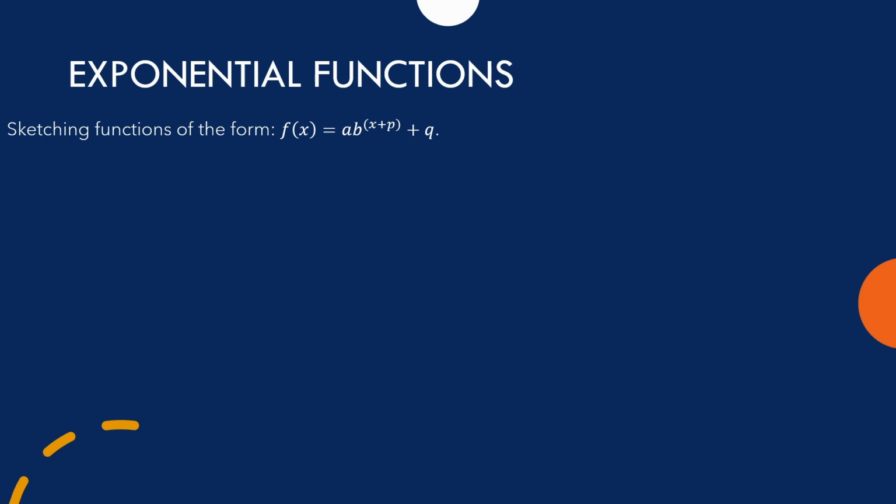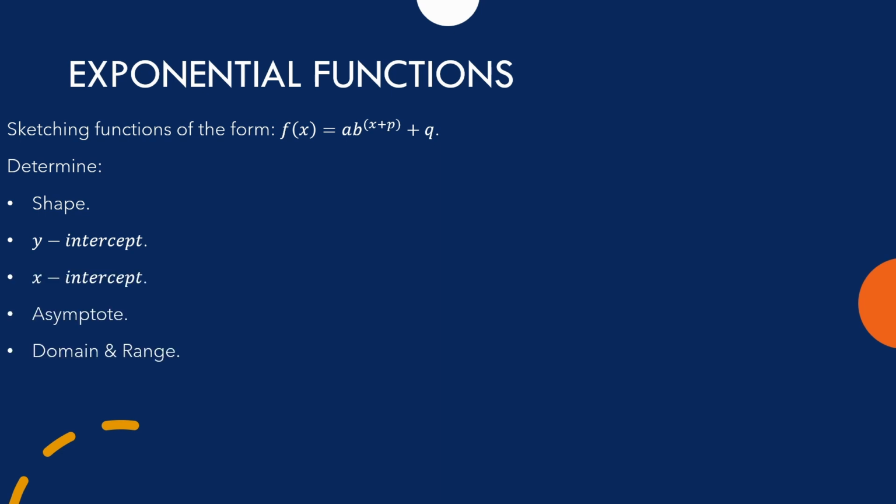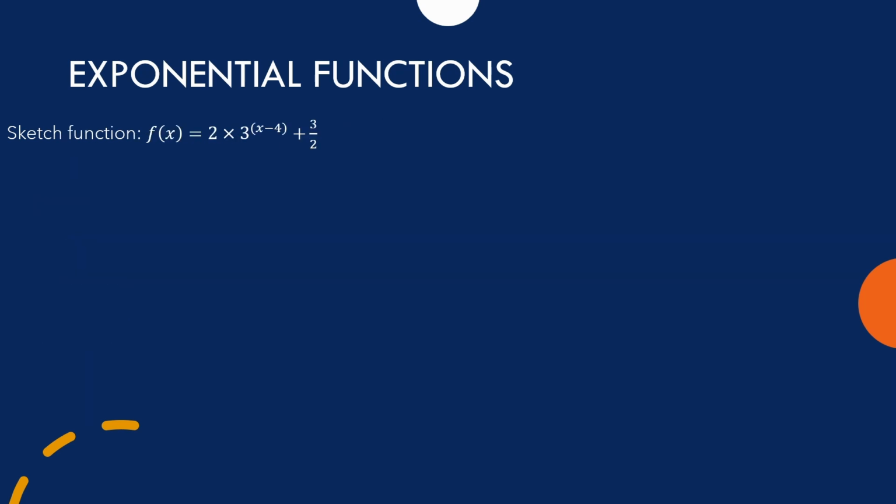Let's take a look at how we sketch the function in the following form. First, we determine the shape, then the y-intercept, then the x-intercept, then the asymptote, and finally the domain and range.